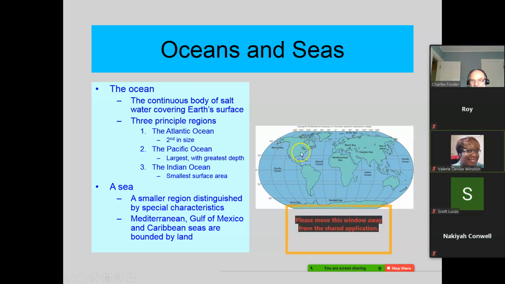Can you see my arrow? North America. What's this one down here? South America. What's this one over here? Come on, you geography people. What continent is this?